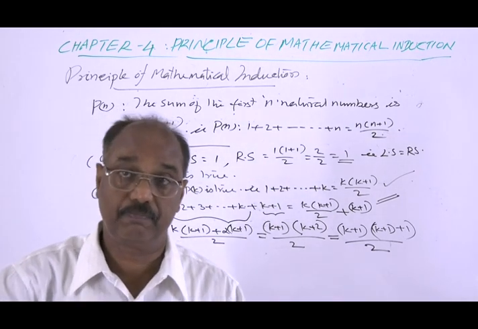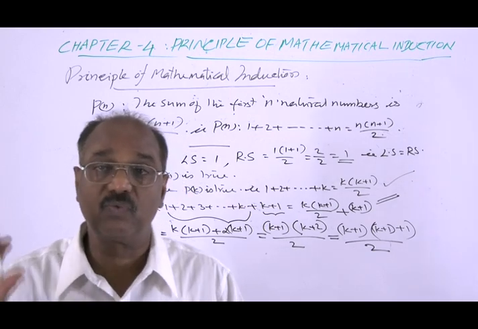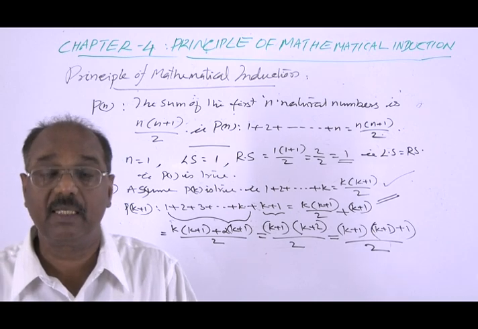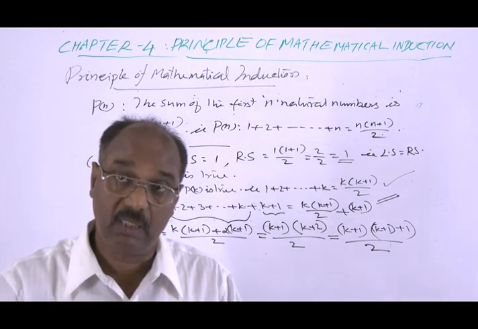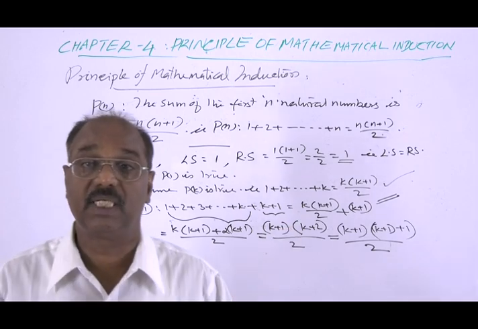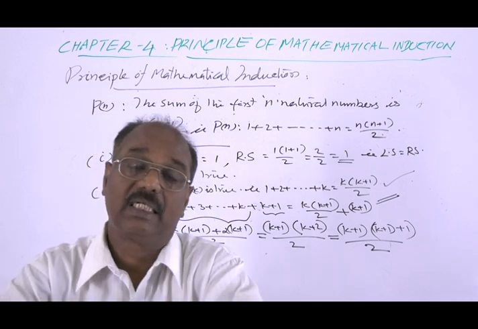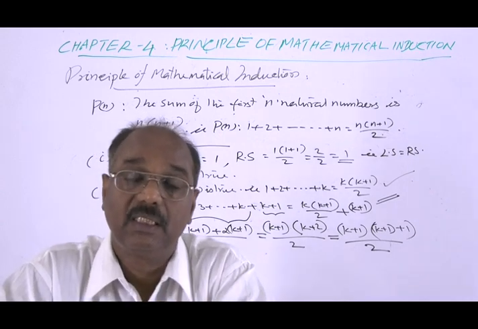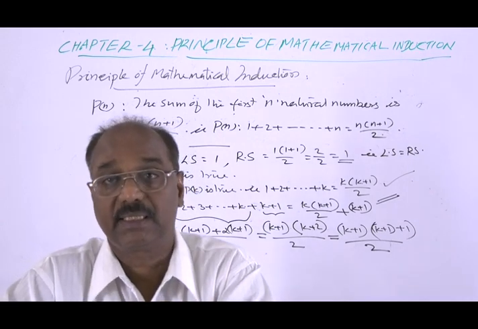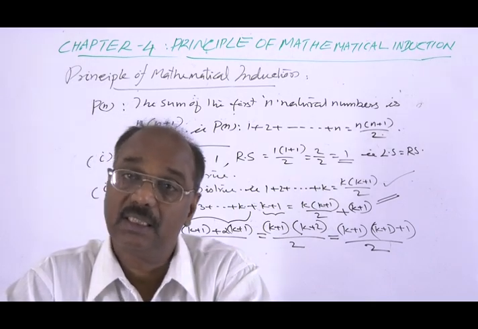So P2 is true. If it is true for n equal to 2, then it will be true for n equal to 2 plus 1, which is 3. So P3 is true. Similarly, P4 is true, P5 is true, etcetera. It is true for all values of n. So this is the proof, and this principle is the principle of mathematical induction. Okay? We can have more examples in the next videos.